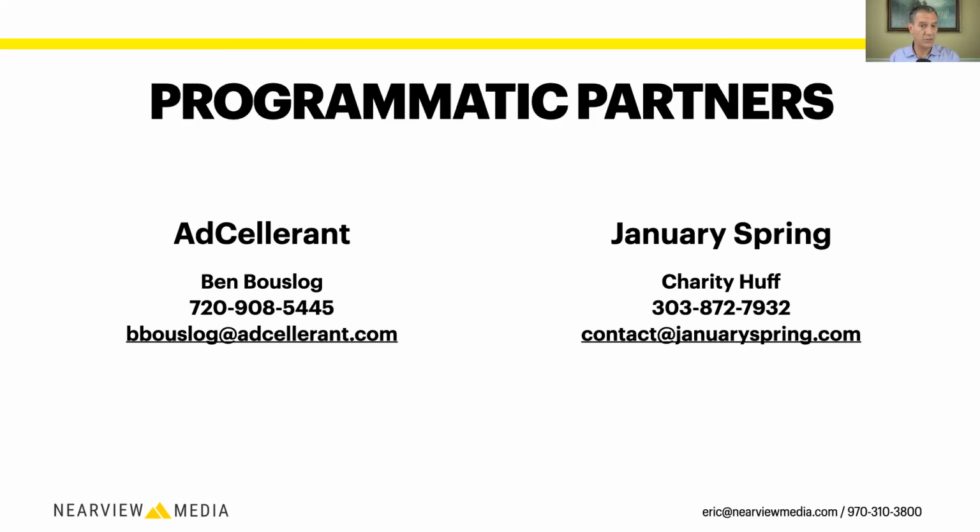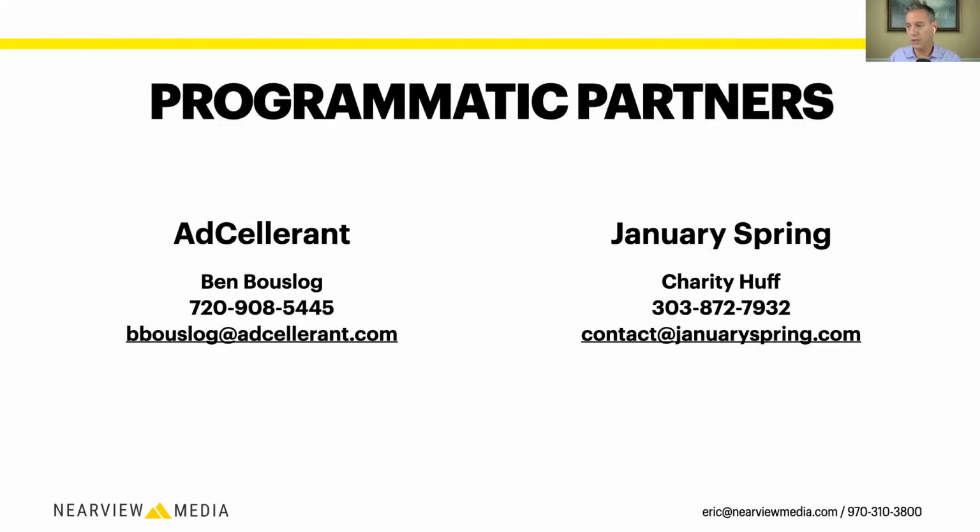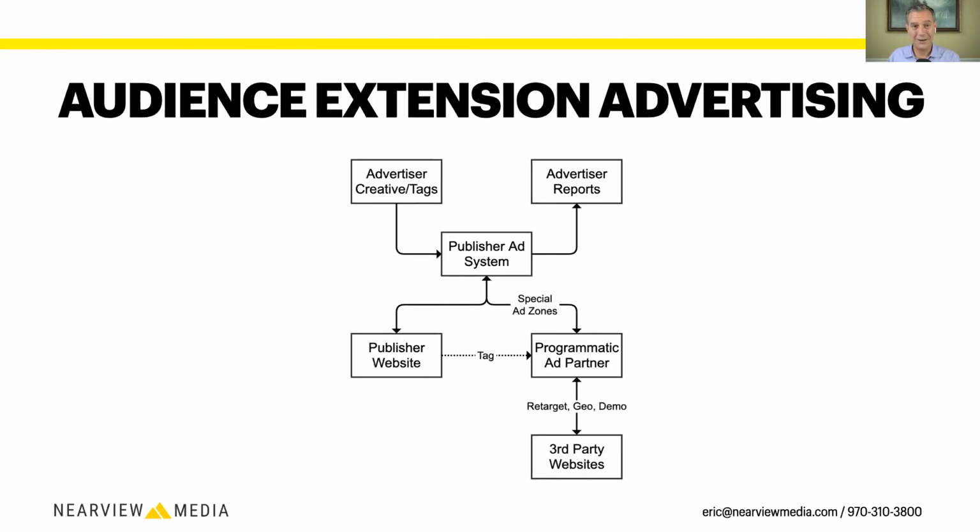Or January Spring is another very good one that I like to use. Charity Huff and her team over there. There's her phone number, 303-872-7932, or contact@januaryspring.com. By the way, I'm not recommending these people for any other reason other than the fact that I've worked with these folks before as programmatic partners. It could work with other programmatic ad partners out there. Same thing with these ad systems. I'm not pitching these to try to pitch them. I'm pitching because I know it's worked with these two. So there's two ad systems you could use, two programmatic partners that you could use. Bottom line, that's programmatic audience extension.